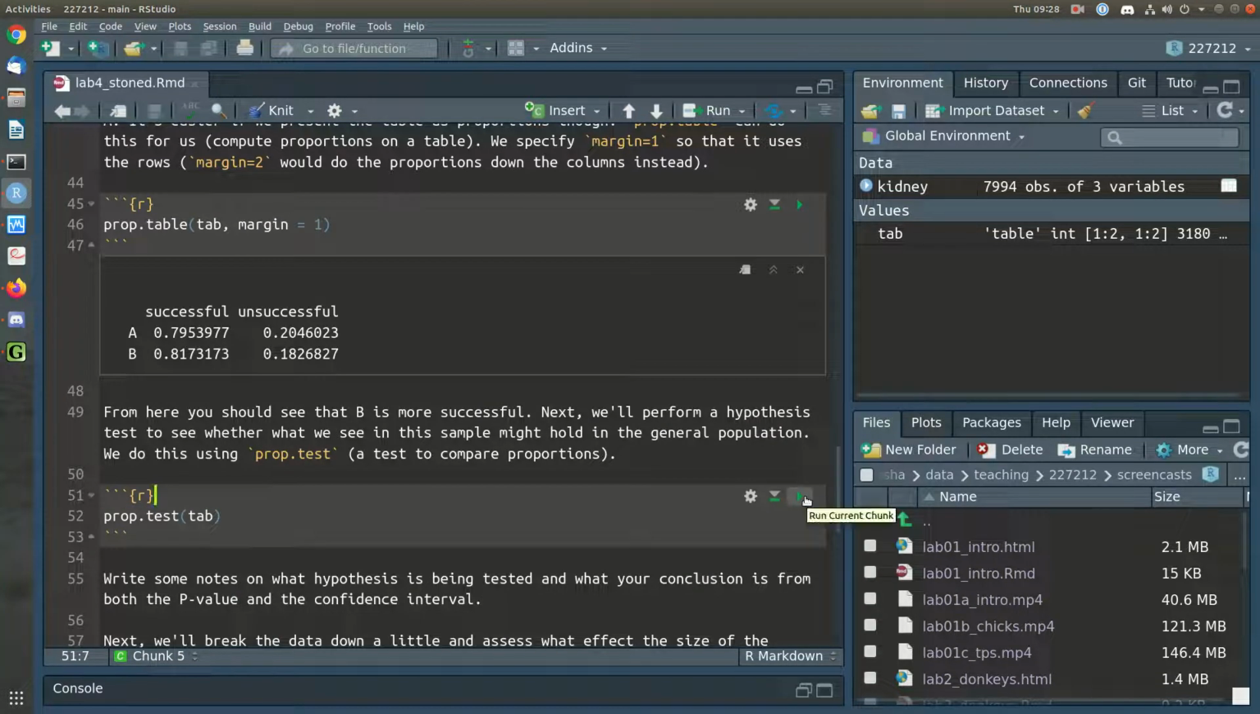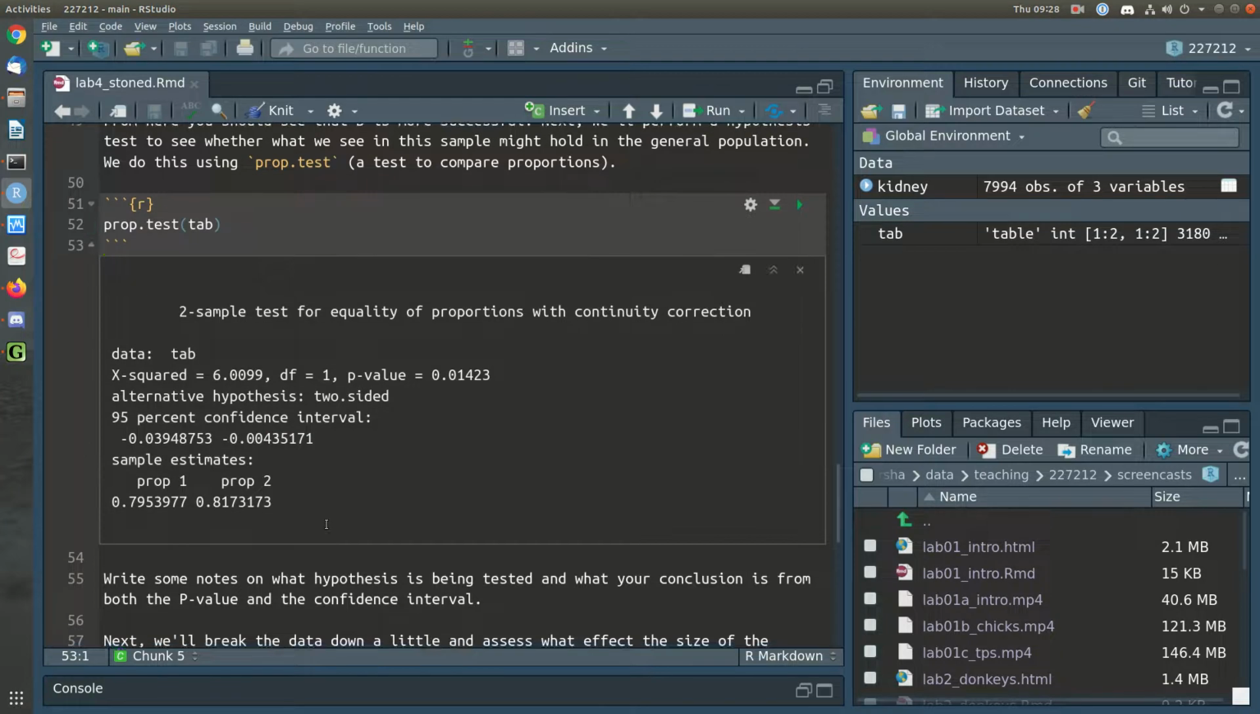So let's run prop.test. Just like when we're testing means, we use t.test. We saw that for testing whether there was a difference between right and left wing length between petrels, or right wing length between petrels of different sexes. Prop.test does the same thing but tests proportions. You run it on a table and it works out whether there's a difference in the proportions for you. You can see here it's given us the proportions in each group.